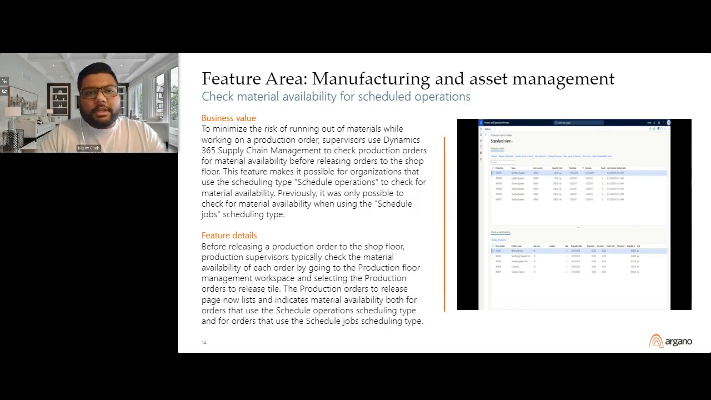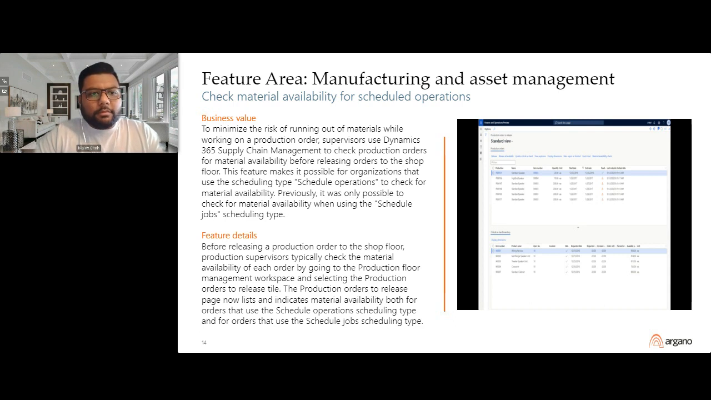Next new feature is in manufacturing and asset management area. Now user can check material availability for scheduled operations. Earlier, this was only allowed for the operations who were using jobs, but now this feature enables user to check the inventory when they are using operations as well.